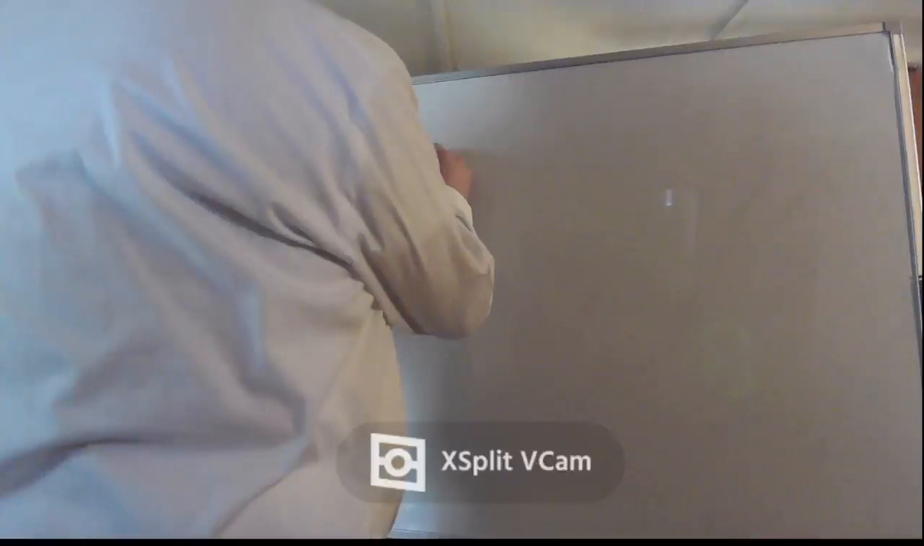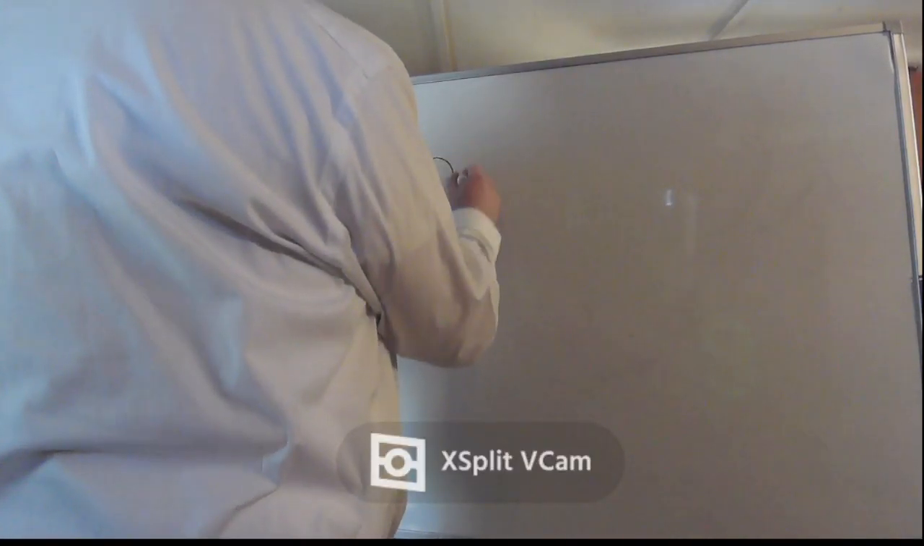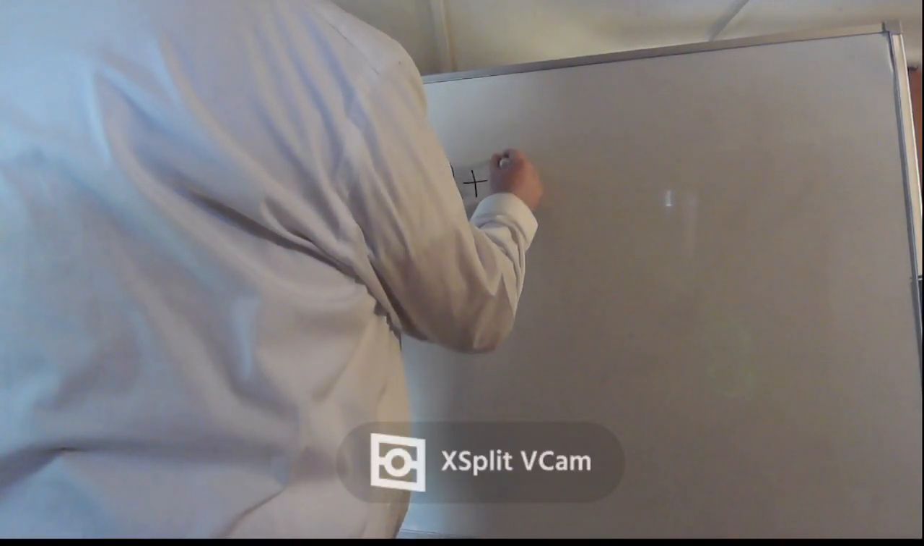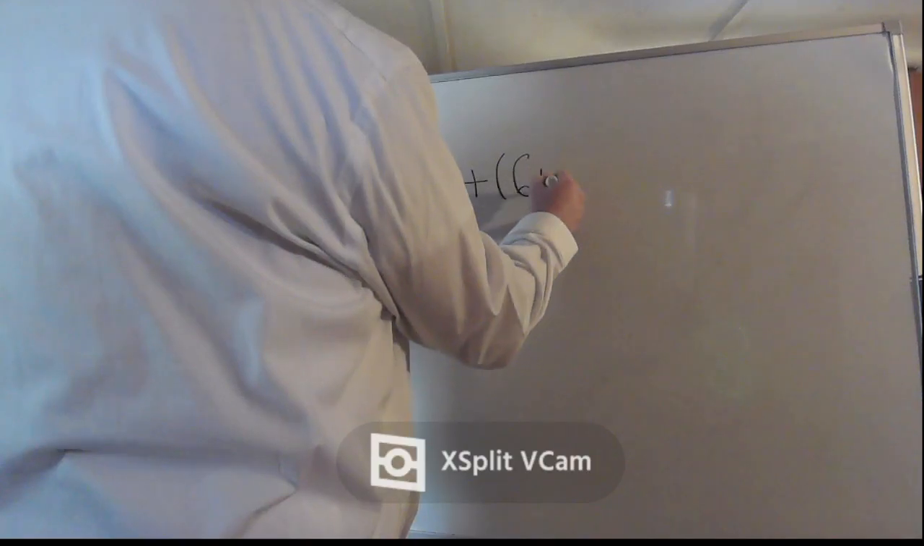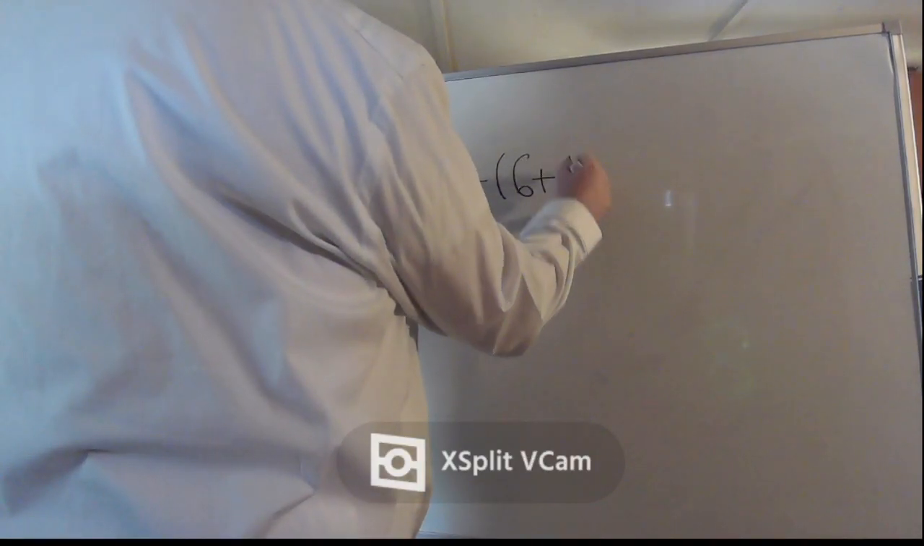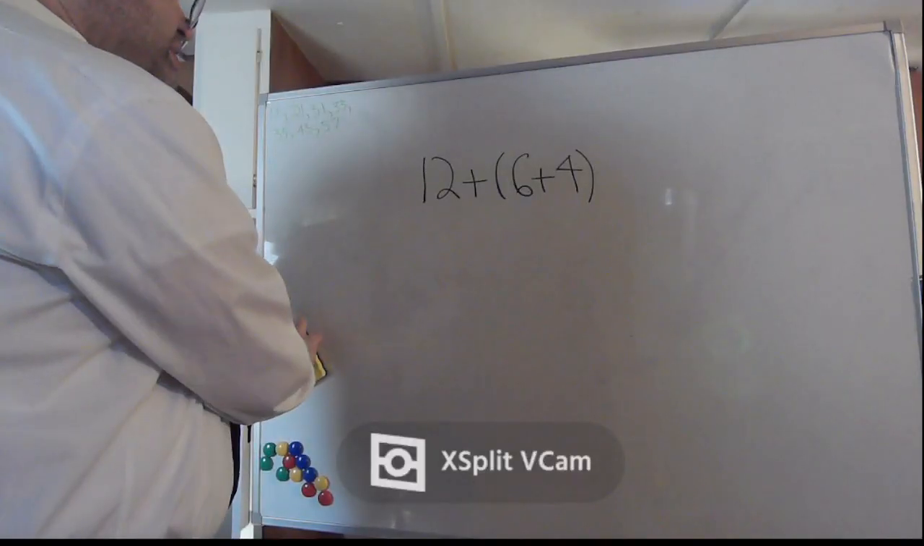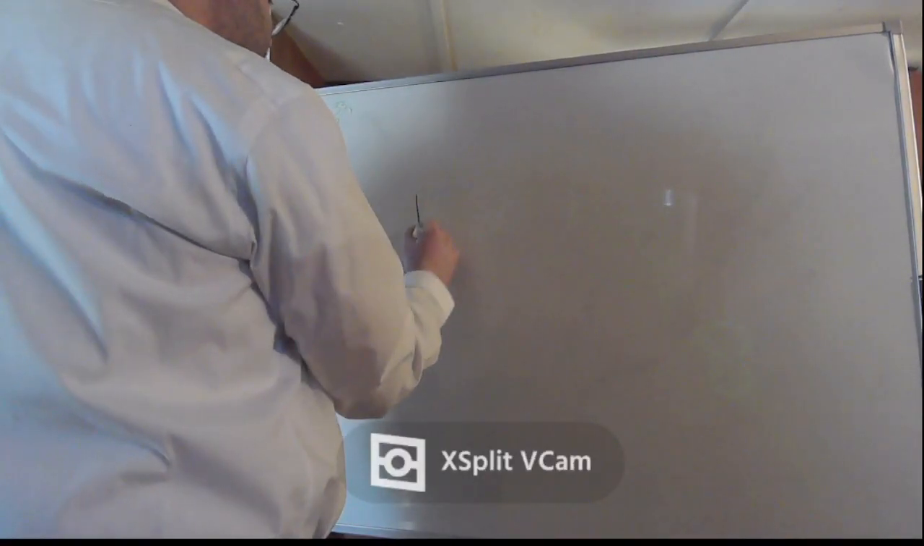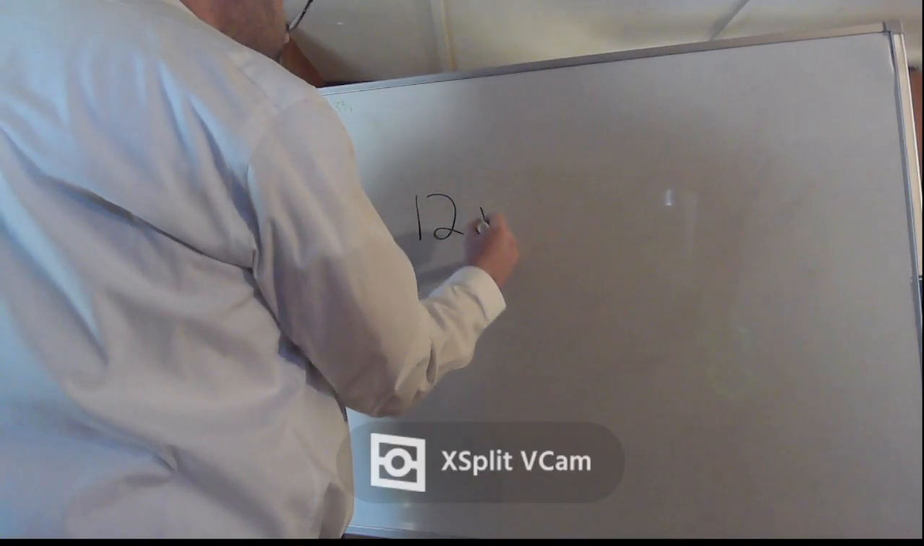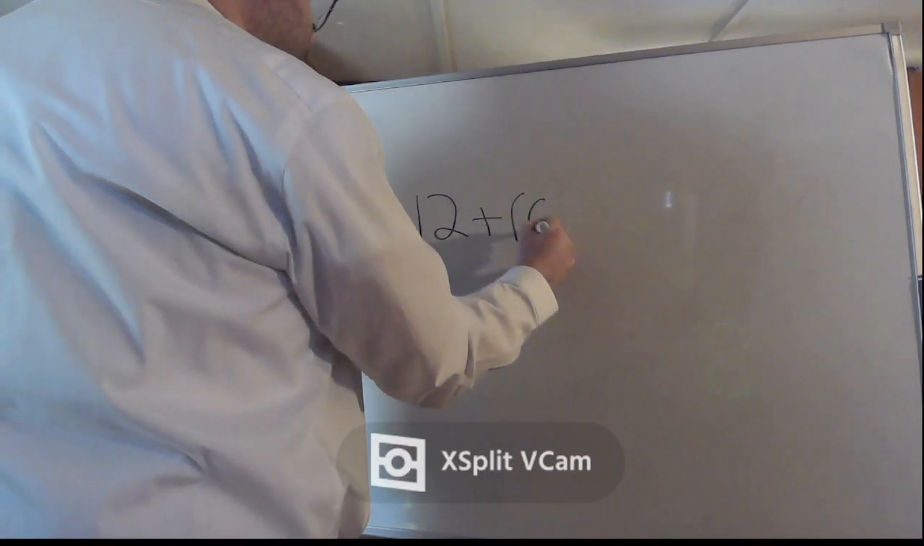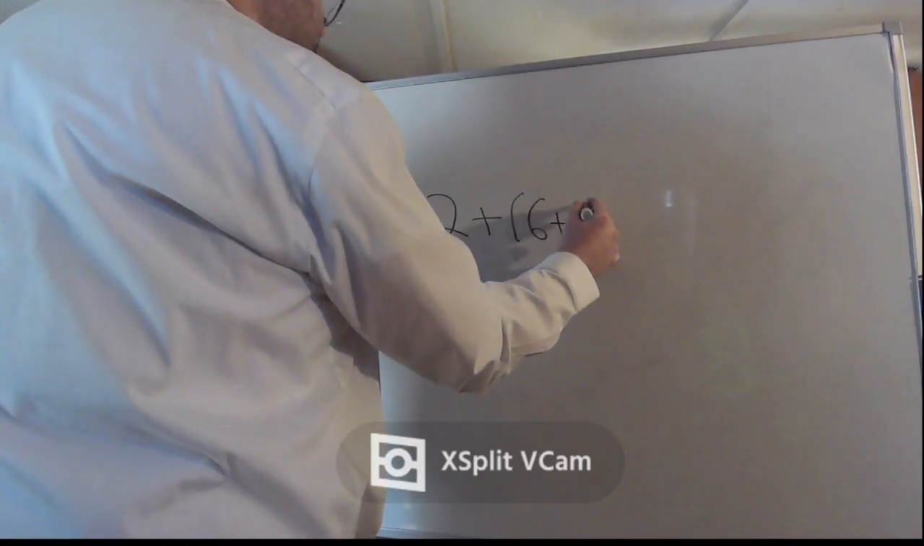Well, let's say I give you an equation of something like this. 12 plus, in parentheses, 6 plus 4. What do you do first? Let me write a little bit lower because I'm about to tell you what you do first. 12 plus 6 plus 4 in parentheses.